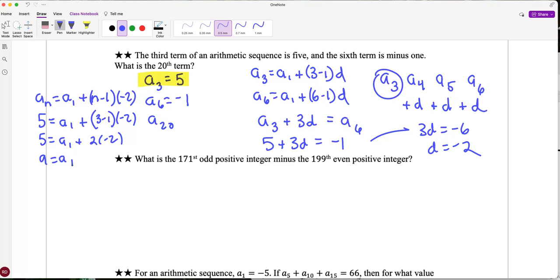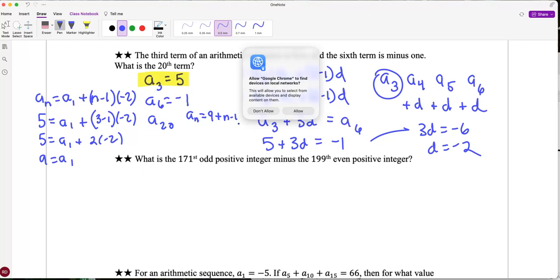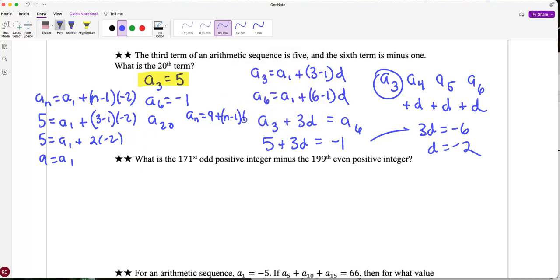So now I know my formula is AN is equal to 9 plus n minus 1 times negative 2. So A20 is 9 plus 20 minus 1 times negative 2. So that's 9 minus 38, which is what, negative 29.